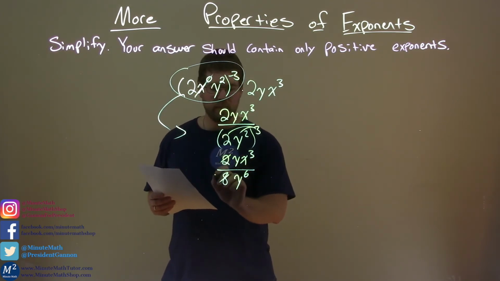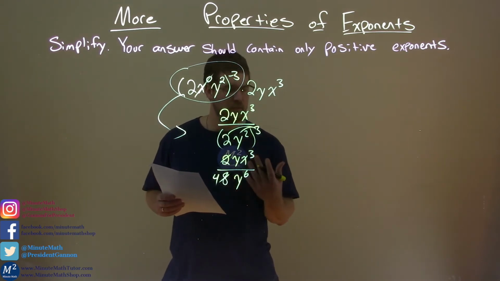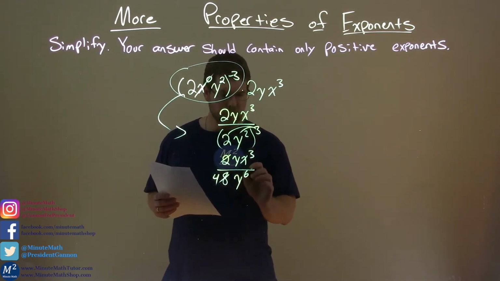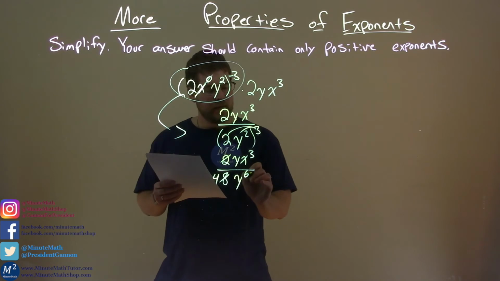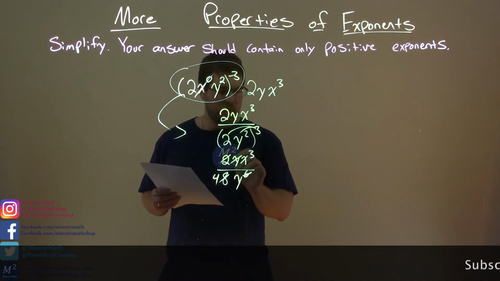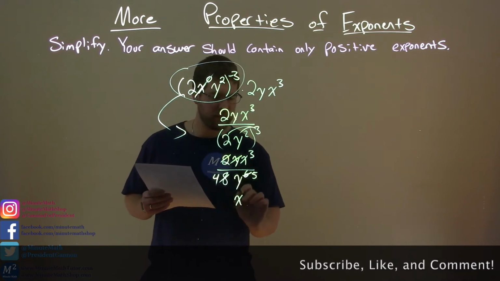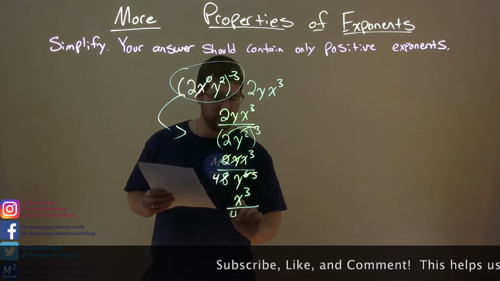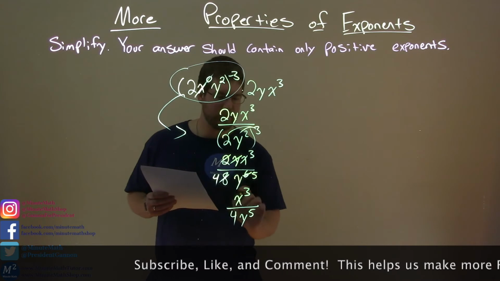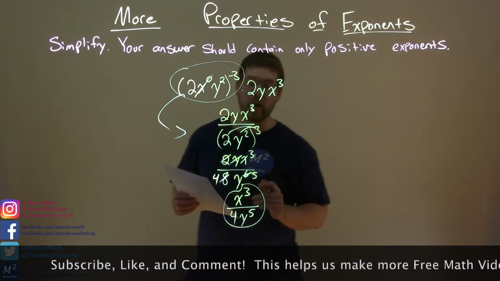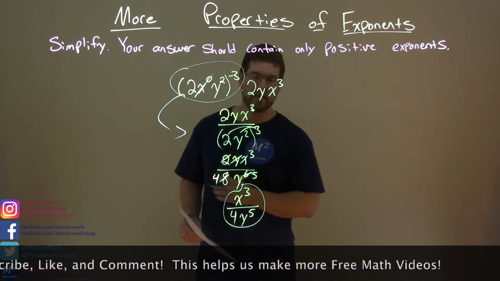2 and 8, that becomes a 4, right? 2 divided by 8 is a 4, or 1/4. Y to the 6th cancels out with this 1y. That y is gone, and we have y to the 5th. So lastly, we're just done. We have x to the 3rd coming down. Let's simplify. 4 here, y to the 5th power, and now we are done. That is our final answer.